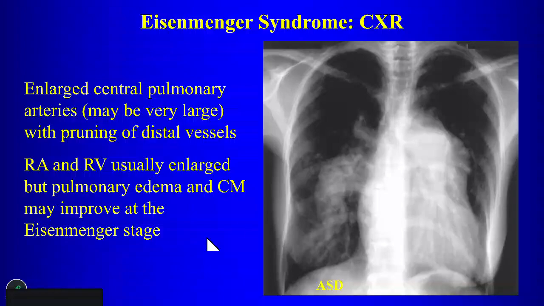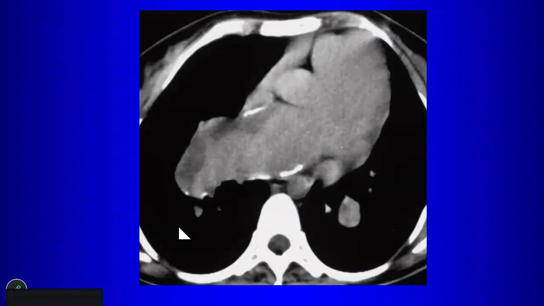Think about Eisenmenger's syndrome. Is there an underlying congenital heart disease? This was an ASD in this patient. Think, is there an underlying congenital heart disease that has been missed? That is one part of the differential that you have to consider.